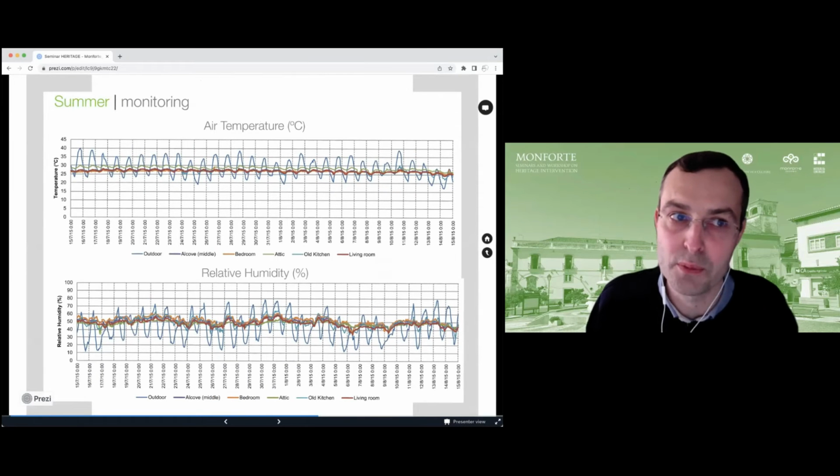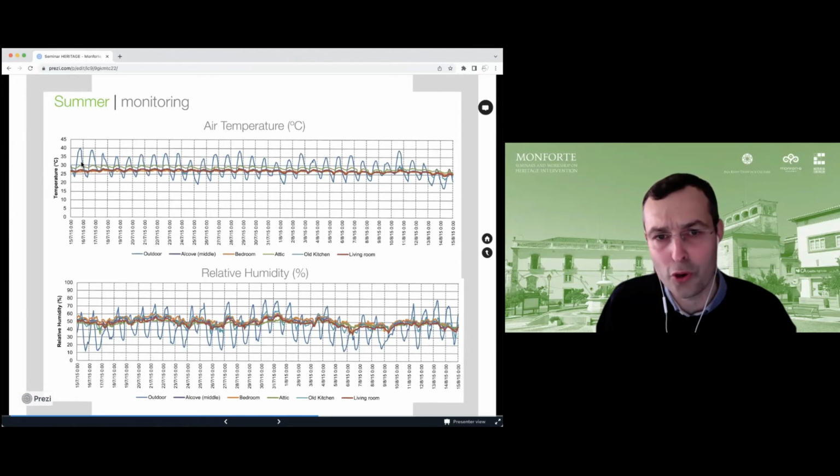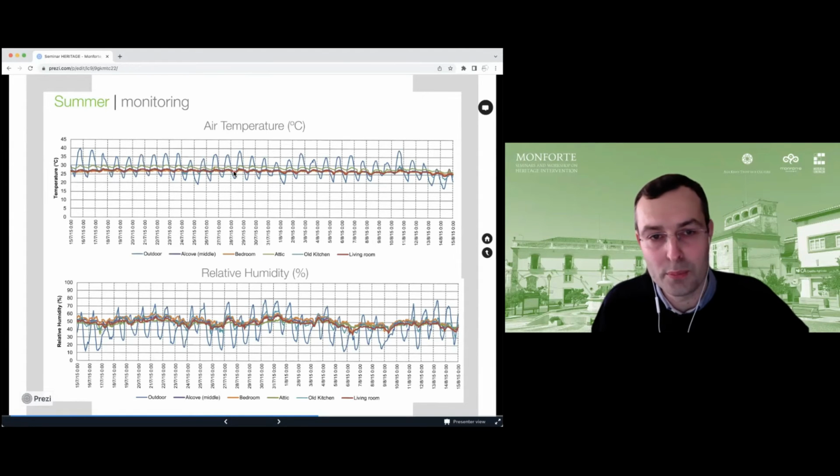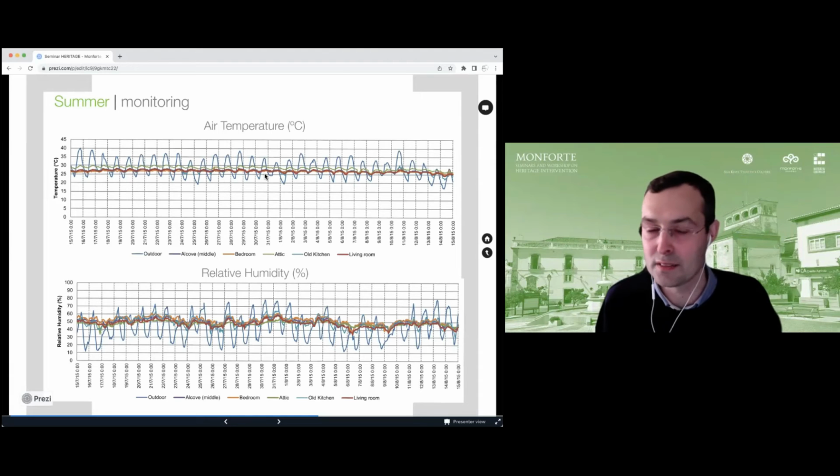These are the results from the summer monitoring. As you can see here, for example, in most of the days, we have temperatures above 35 degrees, in some days reaching 40, and indoors the temperature is almost flat, around 26 and 27 degrees. The green line that you see here is the attic. That's why it's closer to 30. So it has a very, very good thermal behavior due to the huge thermal inertia that the building has, with almost no temperature fluctuations during the summer season.